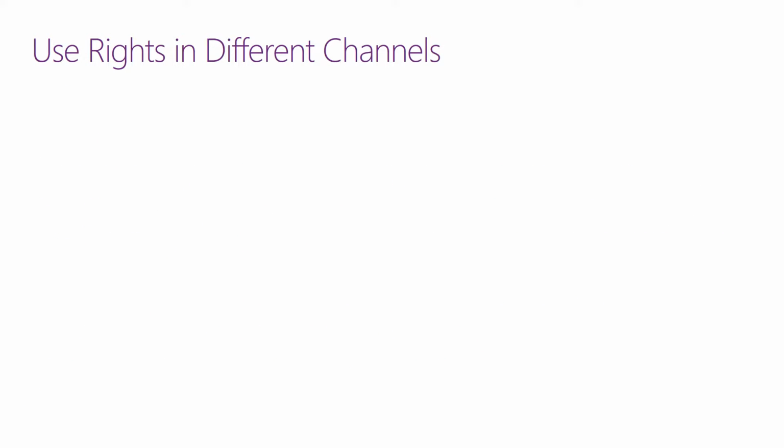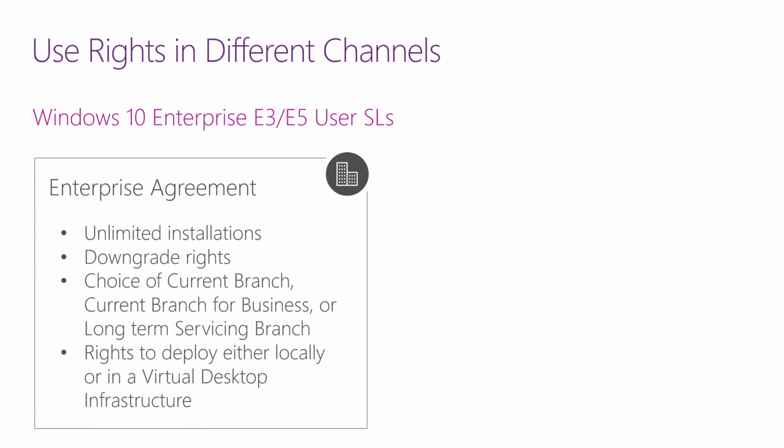I've taken the Windows 10 Enterprise E3 and E5 user subscription licenses again here, and we'll start by looking at the use rights granted with these licenses when they're acquired through an enterprise agreement. You can see that you're allowed to install the software as many times as you like, obeying the qualifying operating system rules that we looked at earlier, of course, and you can choose to deploy earlier versions of the software if you want to. You have a choice of servicing branches so that you can control how often you receive feature updates, and there's deployment flexibility as well. You can choose to install the operating system locally on a device or use it in a virtual desktop infrastructure.